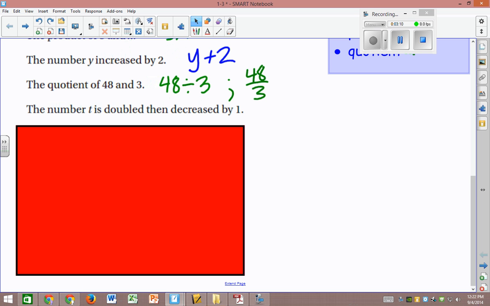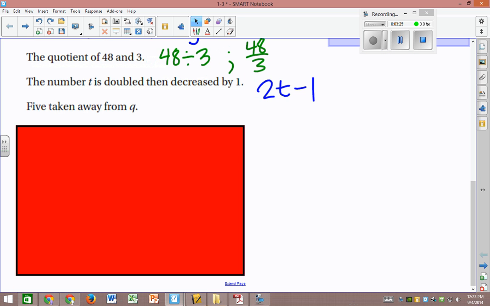The number t is doubled, then decreased by 1. So double it, just 2 times t, and decrease is minus 1. And not with the parentheses? Nope, because 1 is the only thing after the decrease.